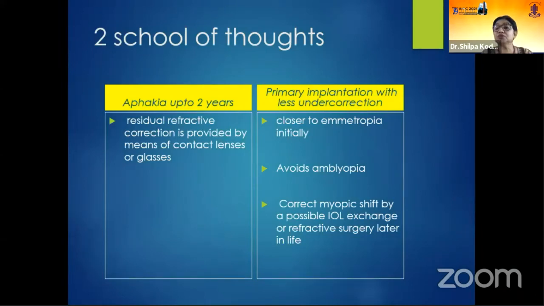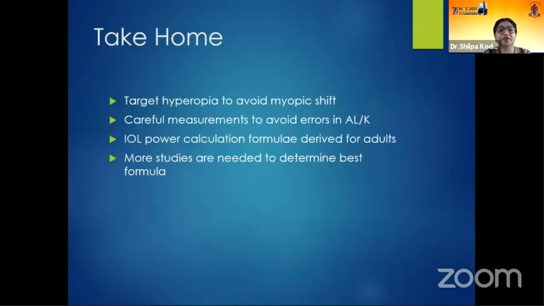Aphakia, up to 2 years, you keep the child aphakic and give contact lenses or aphakic corrections. Easier said than done. Compliance is a huge issue. But over a period of time, you will be able to give emmetropia at the right time, or go for IOL implantation as a secondary procedure. Now, primary implantation with less undercorrection going more towards emmetropia initially, and then going on, avoids amblyopia, and then over a period of time, if need be, you can do an IOL exchange or any other refractive procedure.